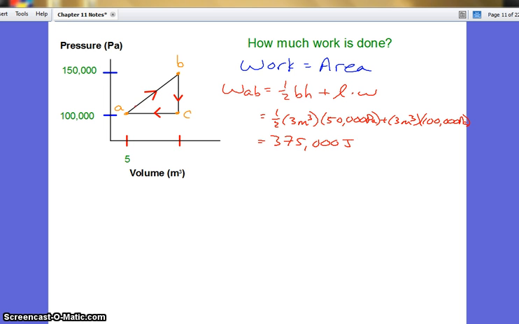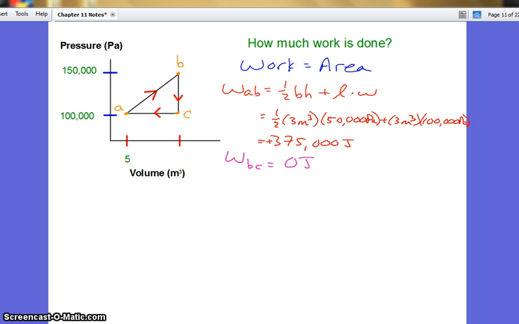Now the line goes to the right, our volume changes were positive, and so we get a positive amount of work from A to B. The work from B to C is actually going to be 0. This is an isochoric or isovolumetric process, and so there is no area. You can't find the area of a line that goes straight down.